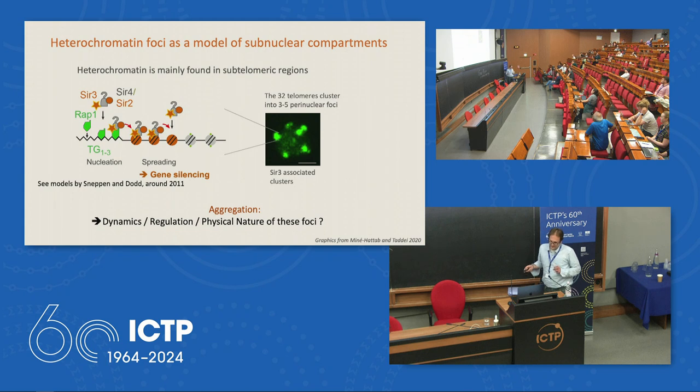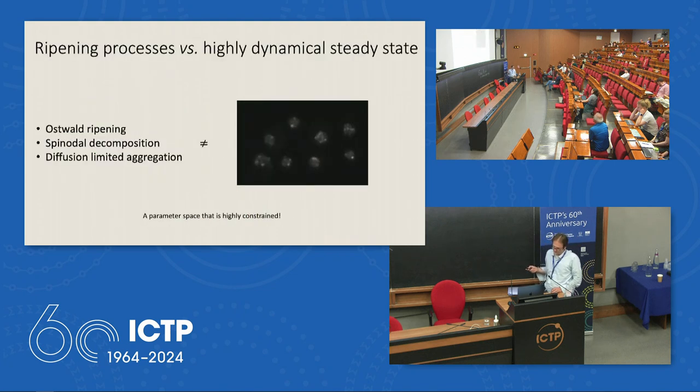And we are particularly interested in this project in the heterochromatic foci at the telomeres because, first of all, they're heterochromatin and they follow a very classical reader-writer programming of the chromatin. And second, they form a cluster that can be visible with super-resolution microscopy. And we wonder about the nature of this cluster. The typical ripening processes which are studied in theoretical physics maybe are relevant, but they don't capture the key of this problem because, as you see, these are very dynamic clusters. And so, if anything, the parameter space of interaction between telomeres is highly constrained by these dynamics.